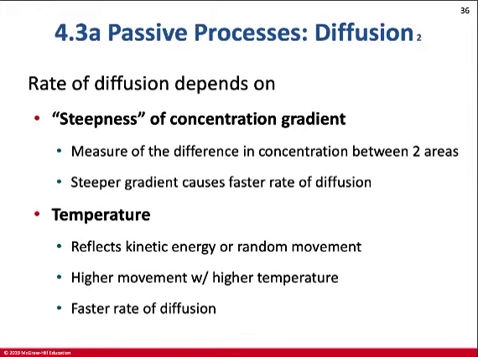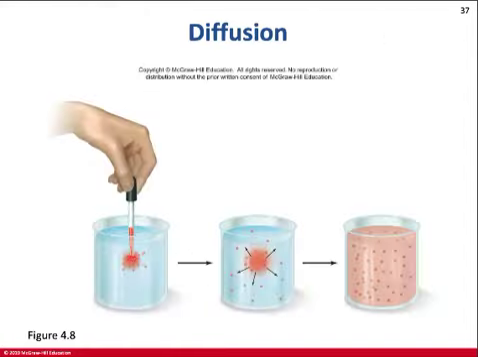The rate of diffusion depends on several factors: the steepness of the gradient, the temperature of the system, and the size of the thing that's diffusing. The steeper the gradient, the more rapid the diffusion. The higher the temperature, the more rapid the diffusion. And the smaller the item diffusing, the more rapid the diffusion. And you can see examples of this here.